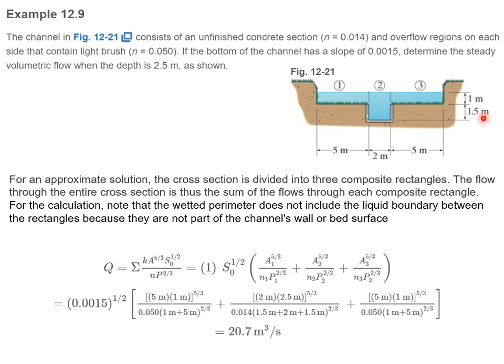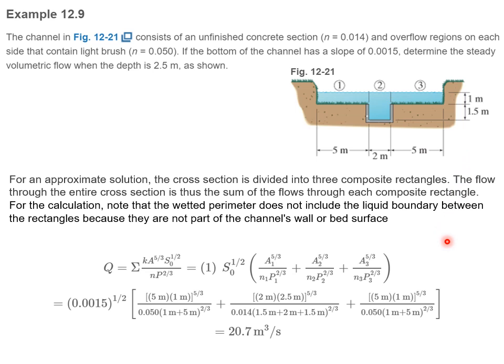So this shows the depth. It's 1 meter from the rough brush to the surface, and it's 2.5 meters from the bottom of the channel up to the top. For an approximate solution, the cross-section can be divided into 3 composite rectangles. Here's one rectangle, here's another rectangle, and here's the third rectangle. The flow through the cross-section is thus the sum of the flows through each composite rectangle. Also notice that the wetted perimeter does not include the liquid boundary between the rectangles, because they are not part of the channel's wall or bed surface.